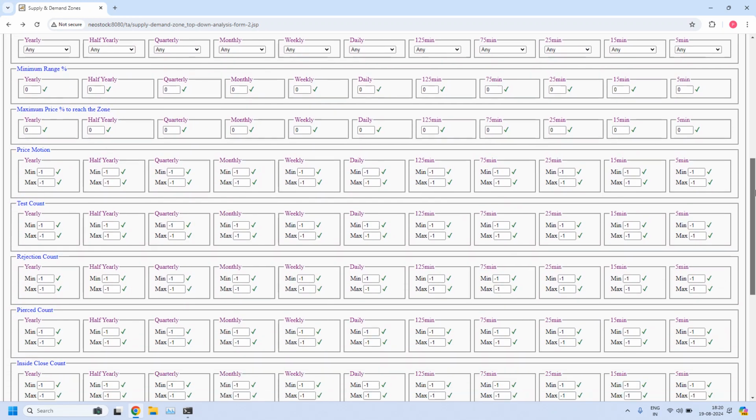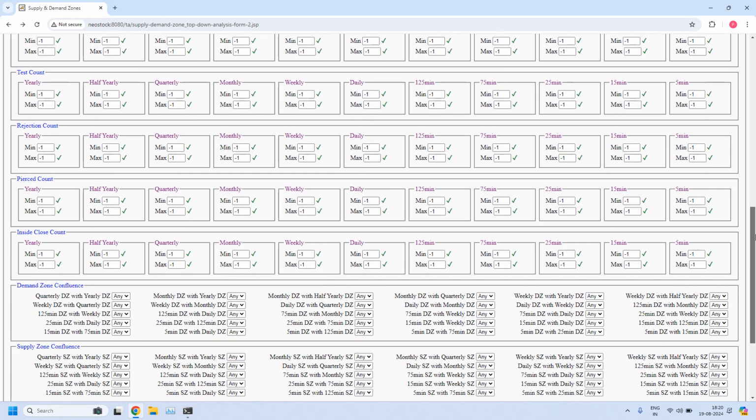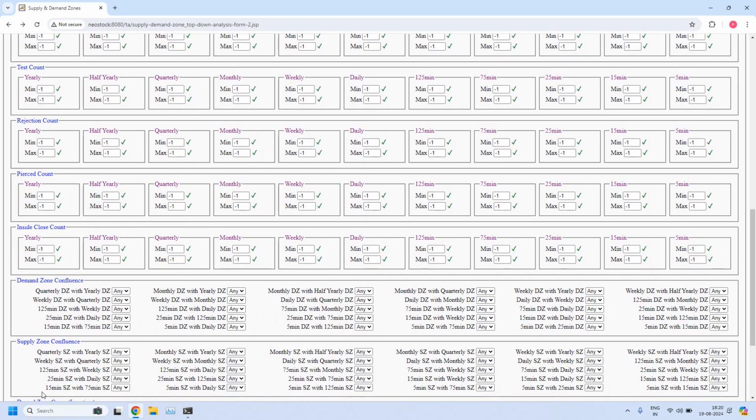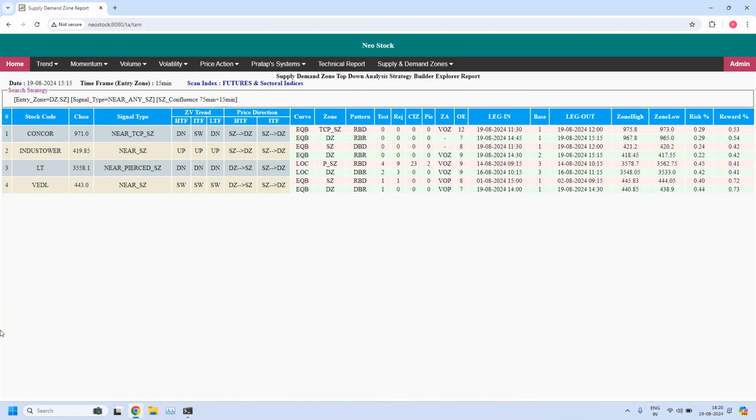So in the supply zone confluence, 15 minute supply zone with 75 minute supply zone, I am enabling this parameter. Now let's verify. So for ITF confluence, 4 stocks are filtered. Supply zone, but in that one zone is already pierced.